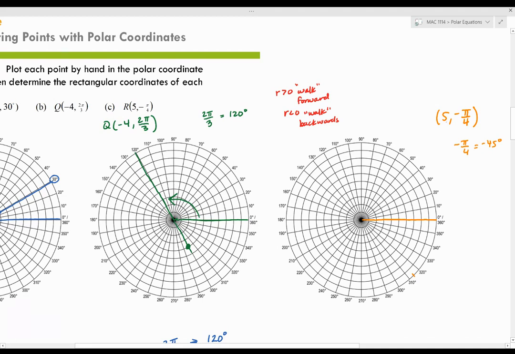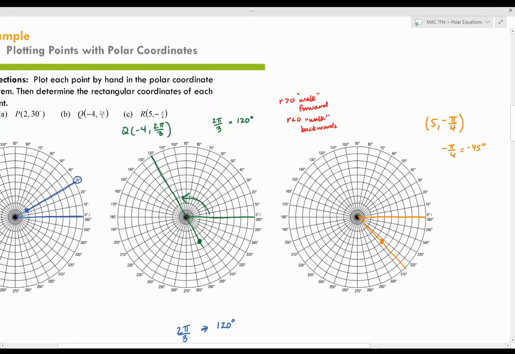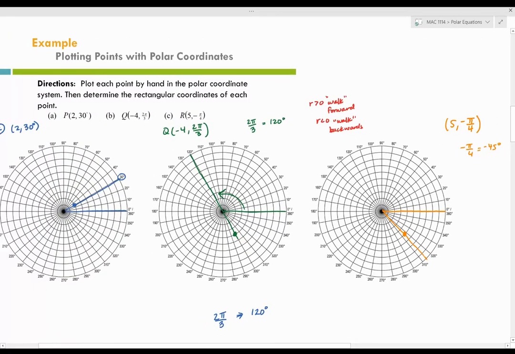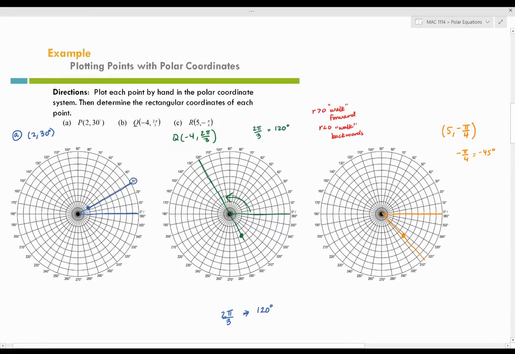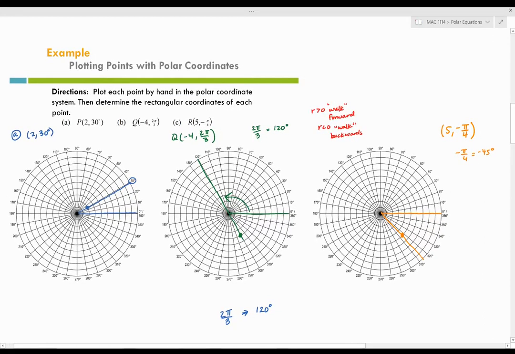And then my r is 5. So my r is positive. So that means I'm going to walk forward on this ray that would be drawn. So this ray that would be drawn, and I would walk 5 steps forward. So 1, 2, 3, 4, 5 would be where this point is. All right, so the easiest way to do this is to always rotate your angle first and determine if you're rotating positively or negatively, and then figure out your r. So remember, if r is positive, you walk forward. If r is negative, you walk backwards.